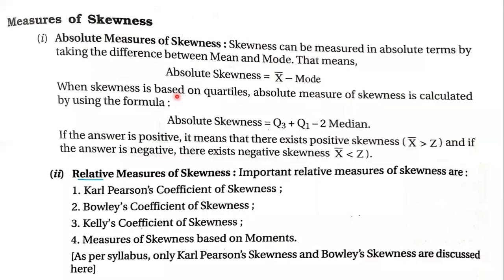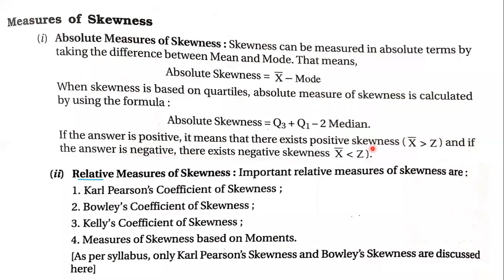When skewness is based on quartiles, suppose they have given information of quartiles, then absolute measure of skewness is calculated by using this formula: Q3 plus Q1 minus 2 median. When you are able to solve arithmetic mean and mode, then use that. If you are not able to solve that, but you have quartiles information, use this formula, Q3 plus Q1 minus 2 median. If you get a positive answer, it means that there exists positive skewness.